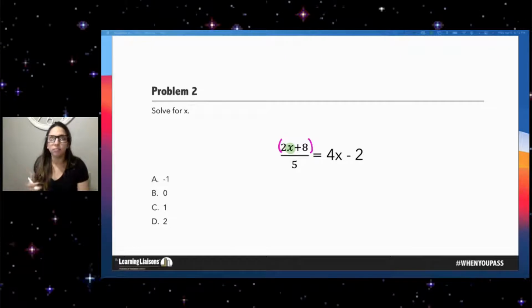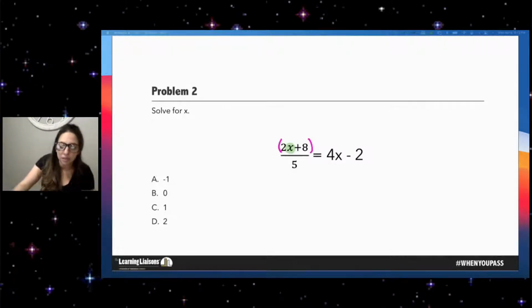But a lot of times we look at this as a fraction and we get very overwhelmed because fractions are scary for a lot of us, even though they're just numbers. So I can look at this as a division problem. 2x plus 8 divided by 5. Well, what's the opposite of division? Because remember, we're trying to get that x by itself. So how do I get rid of that 5?